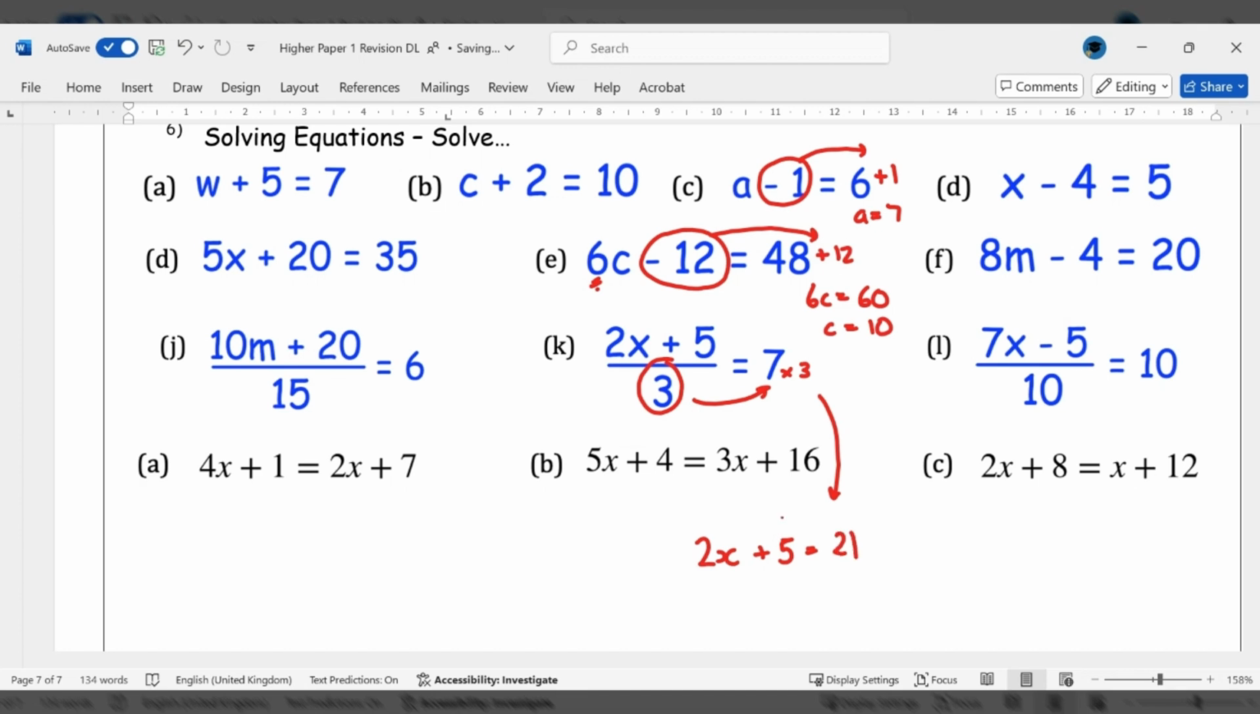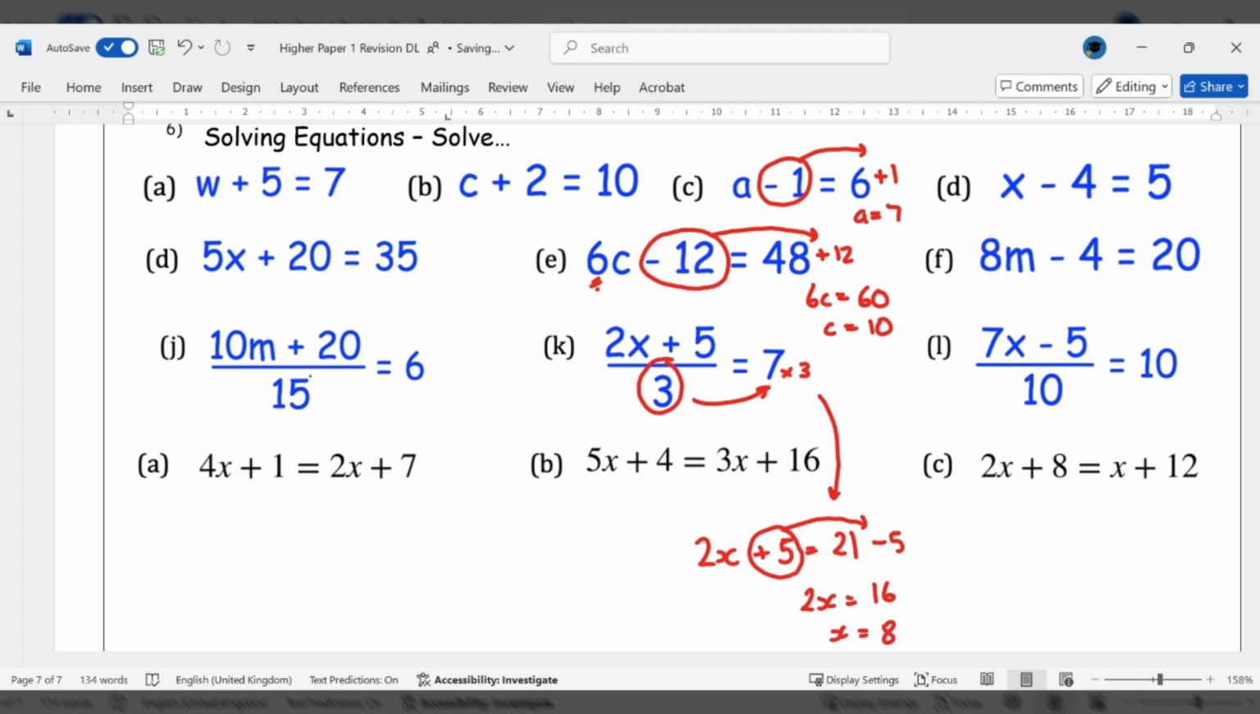Now it's back to being a 2-step. Plus 5, minus 5. So take it away from there to make 16. And times 2, 2 times x, the opposite of times in by 2 is to divide your answer by 2. So x equals 8.